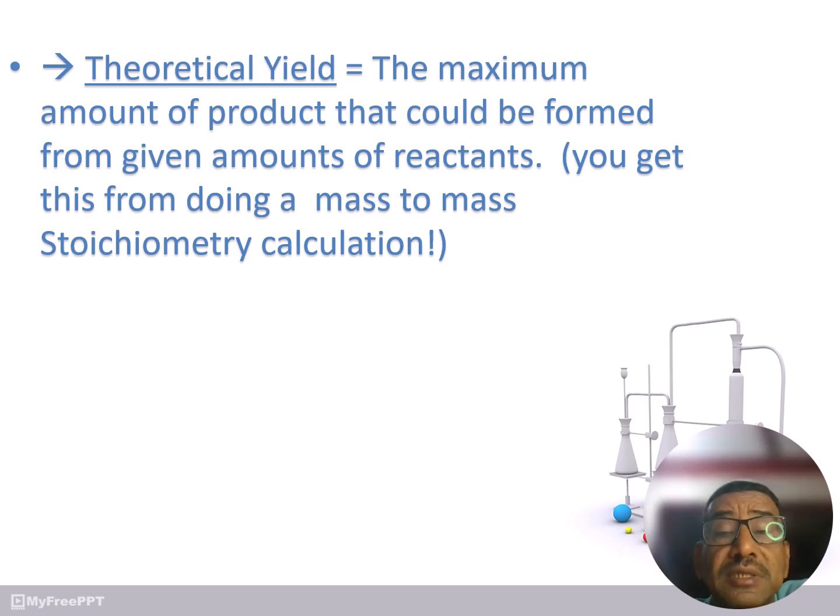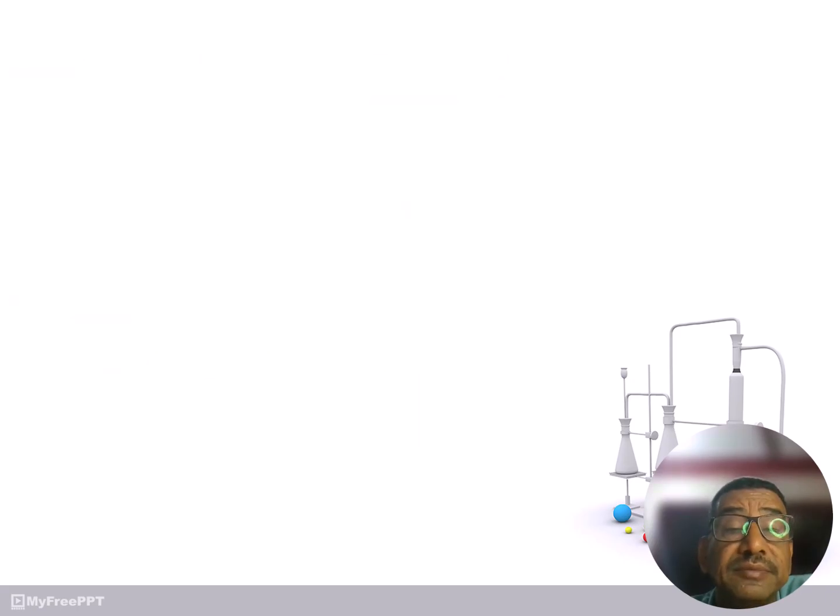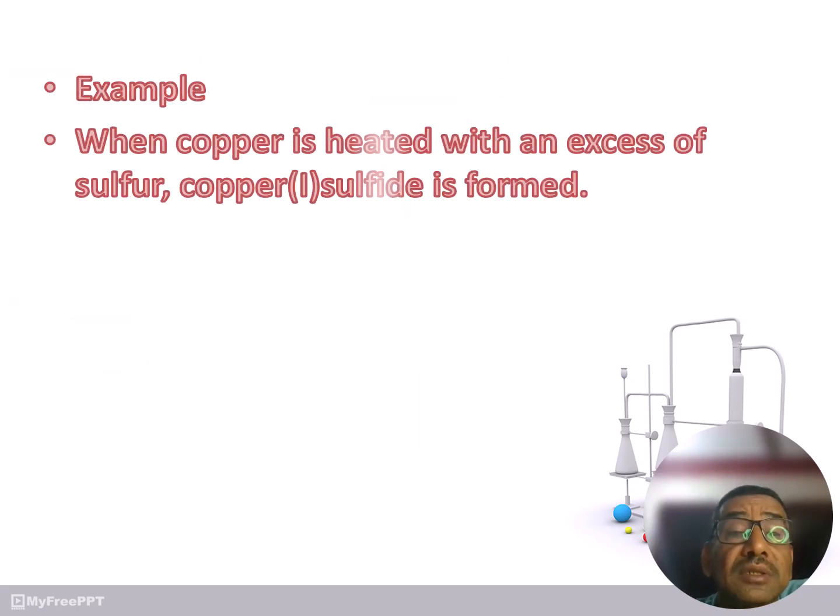Theoretical yield, this is the definition: maximum amount of products that could be formed from a given amount of reactants. We have theoretical yield by stoichiometry, by calculation, based on the balanced chemical equation. Okay, actual yield is the amount of products that we have in fact, okay, in the lab. How can we calculate? We have some examples.